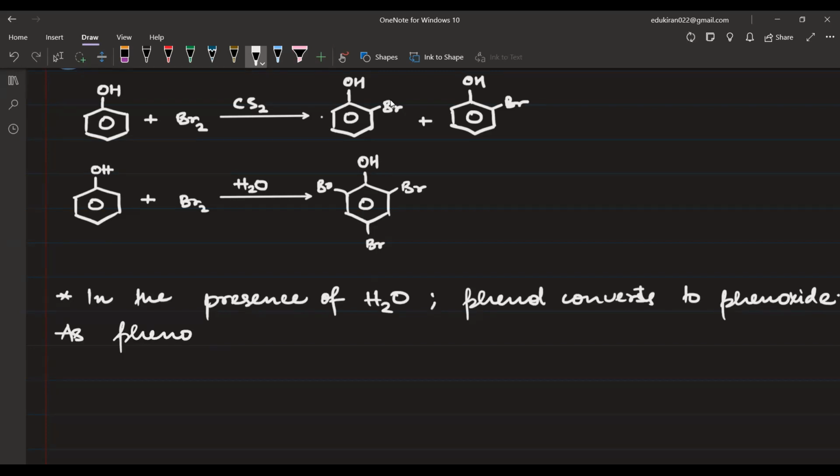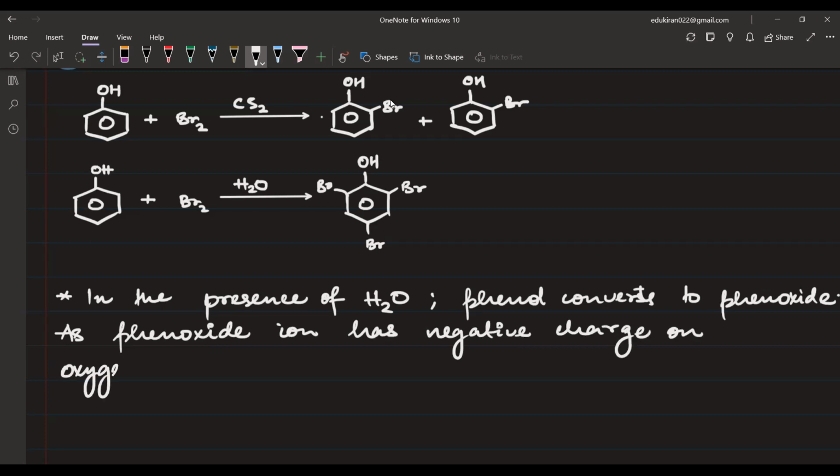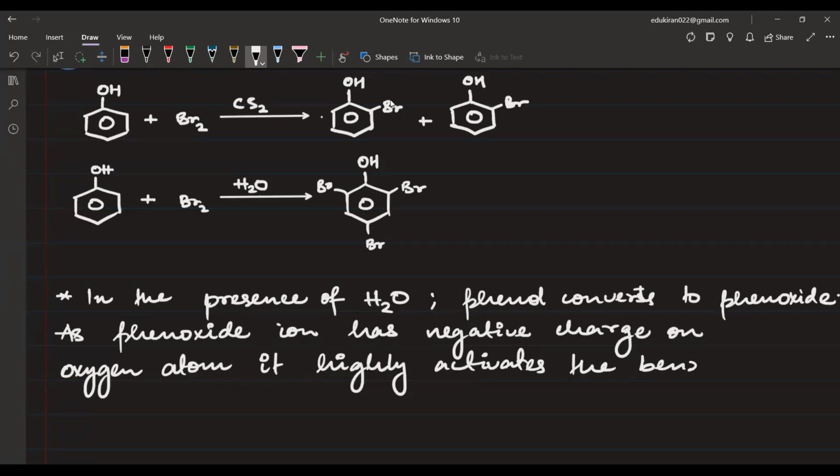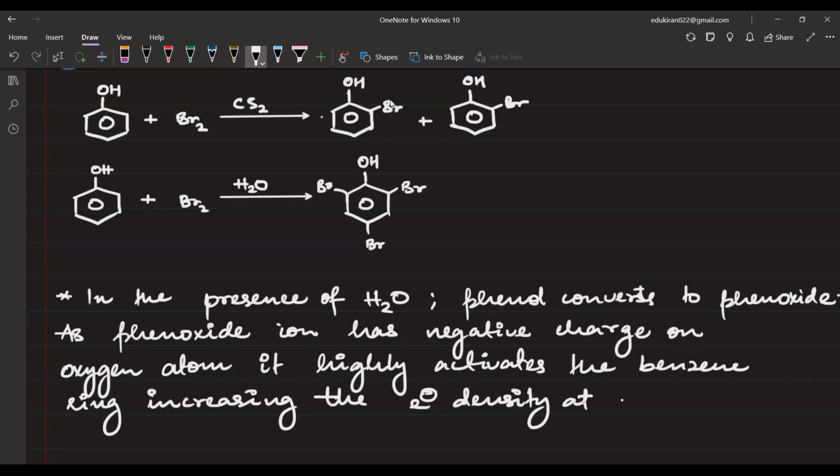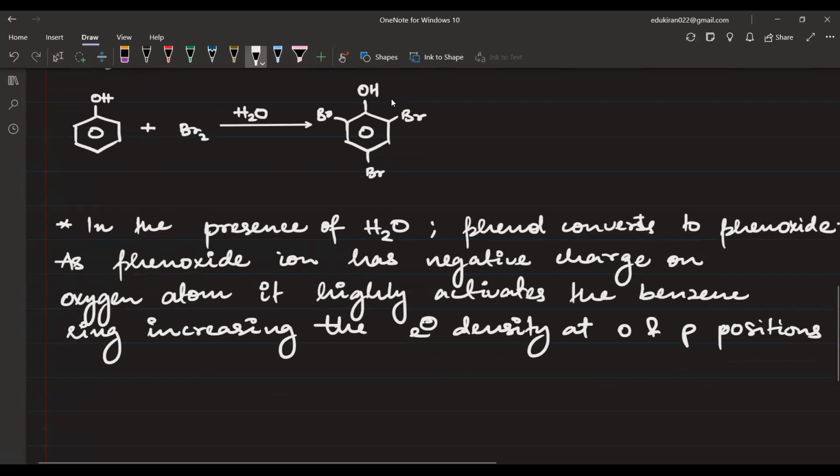As phenoxide ion has negative charge on oxygen atom, it highly activates the benzene ring, increasing the electron density at ortho and para positions. Ortho and para positions of benzene ring of phenol.